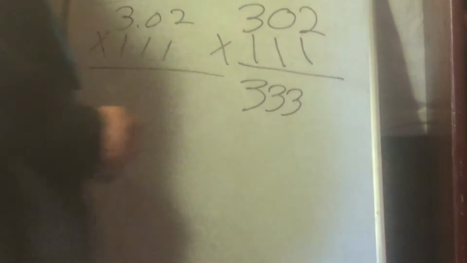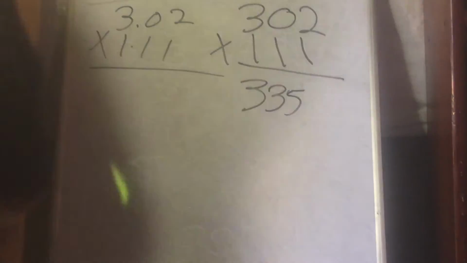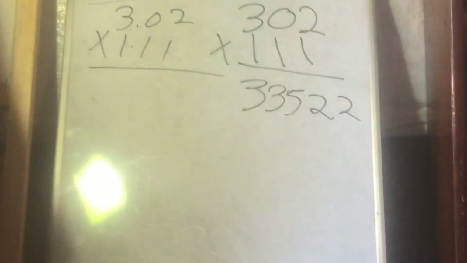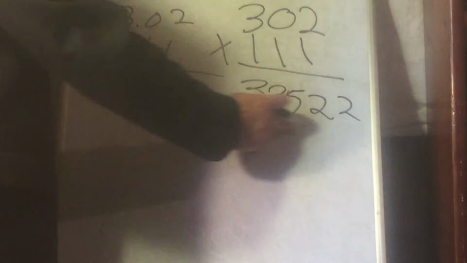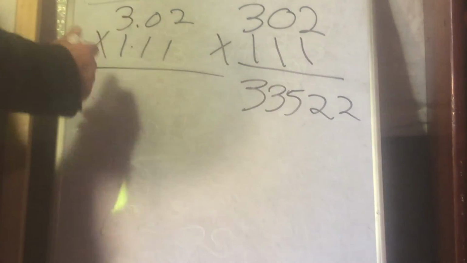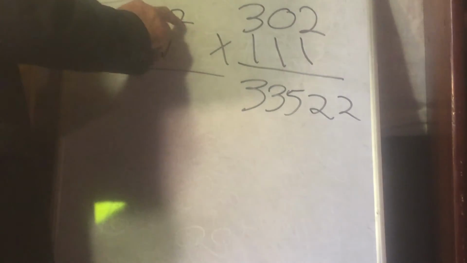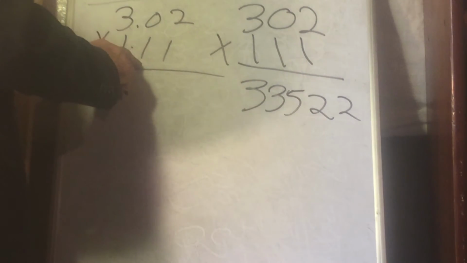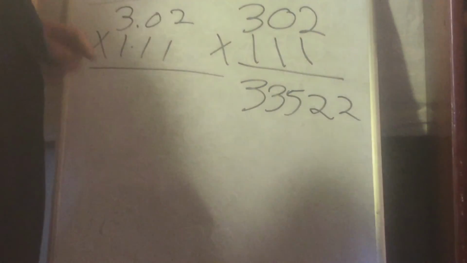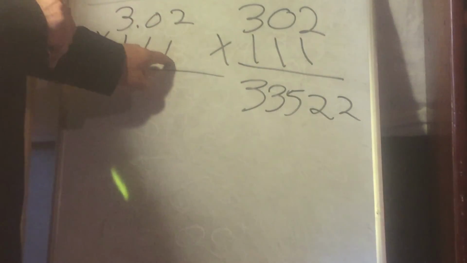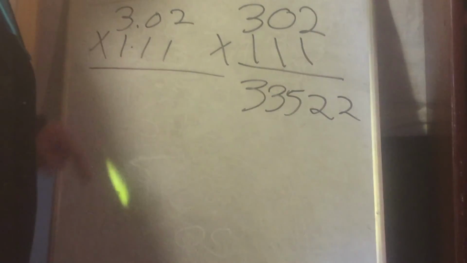Now, 302 times 111 is 33,352. I'm sorry, 33,522. Okay, this is not the final answer. What about the decimal point? We have to put it back. We have 1, 2, 3, 4 locations after the decimal point in both numbers.